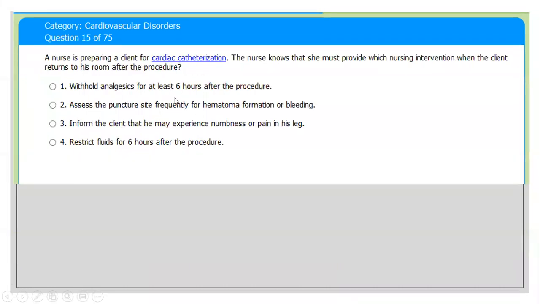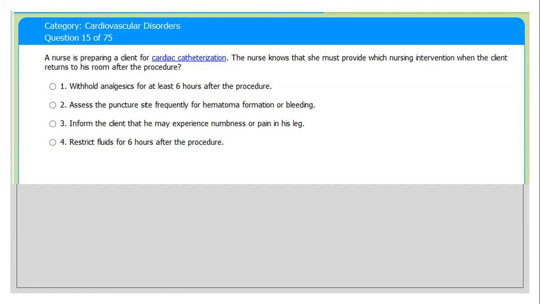Let me talk about the next question here. A nurse is preparing a client for cardiac catheterization. The nurse knows that she must provide which nursing intervention when the client returns to his room after the procedure. So the key point here is cardiac catheterization.